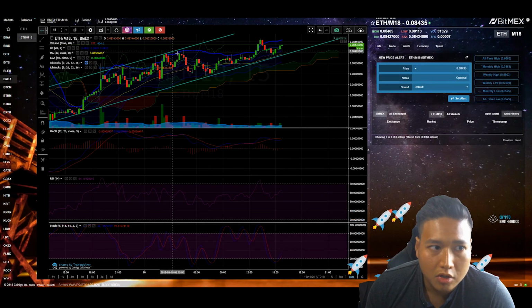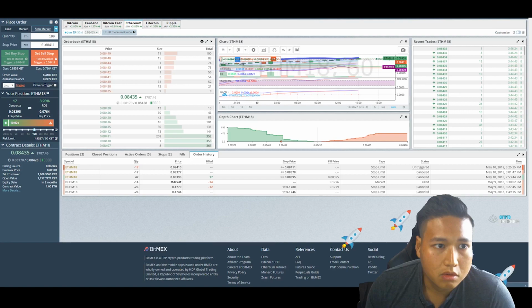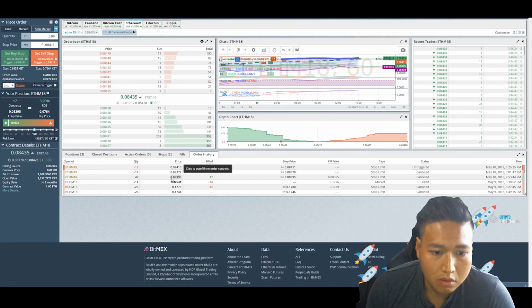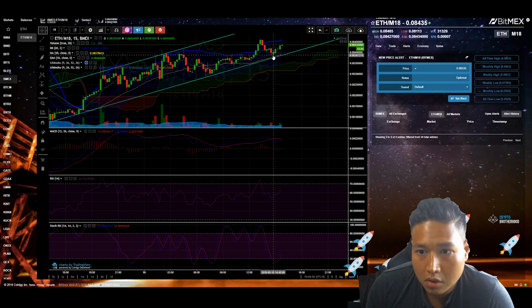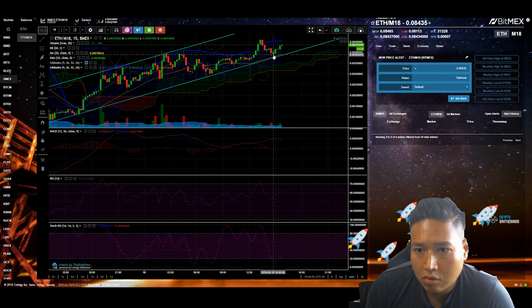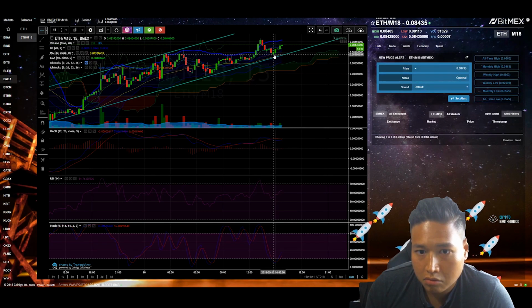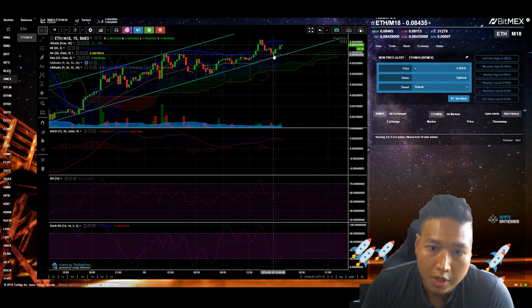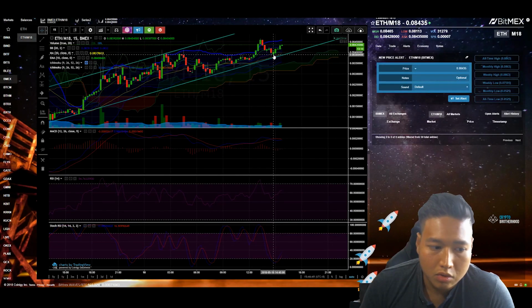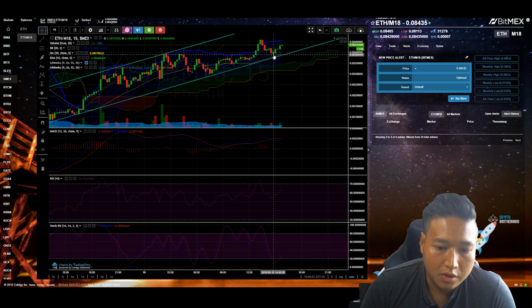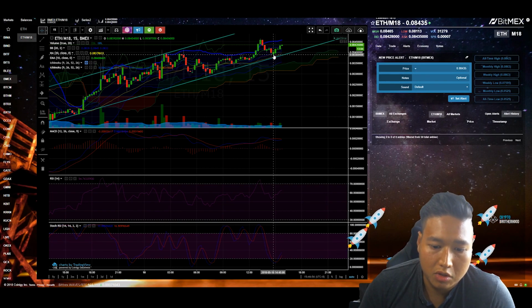For me, I bought in at say 0.08395, so that's 8395, about there, right? So why over here? Because it's near the support line. Also, the stochastic RSI says that it is oversold, so that's a good buying opportunity.